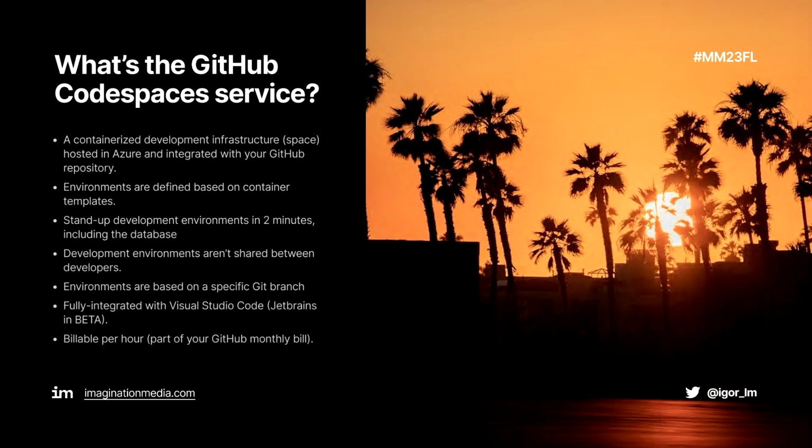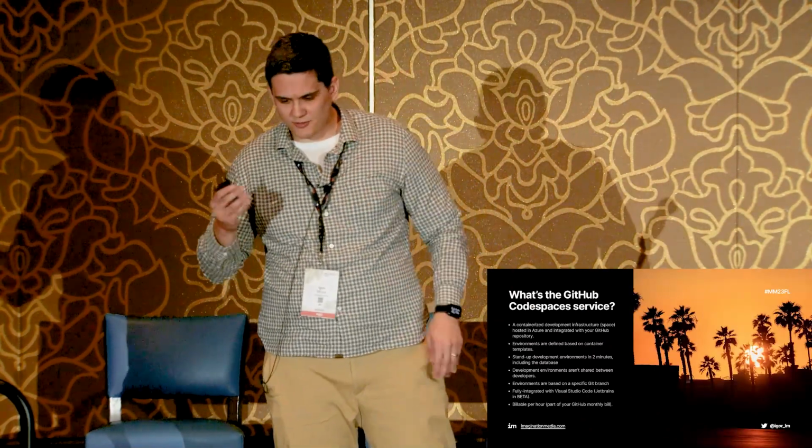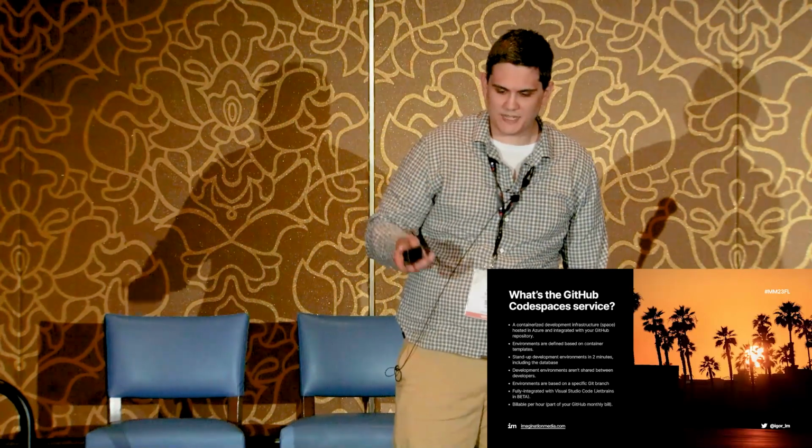These development environments are not shared between developers, so every developer working on a project will have their own environment, and they don't work together on these environments with anyone else. All these environments are also based on a specific Git branch, so if I'm working on, let's say, multiple tasks on the same project, I will have a single environment for each one of them, so I can work on them isolated. This service is also fully integrated with Visual Studio Code, and JetBrains is also working on an integration for that, but it's still in beta.